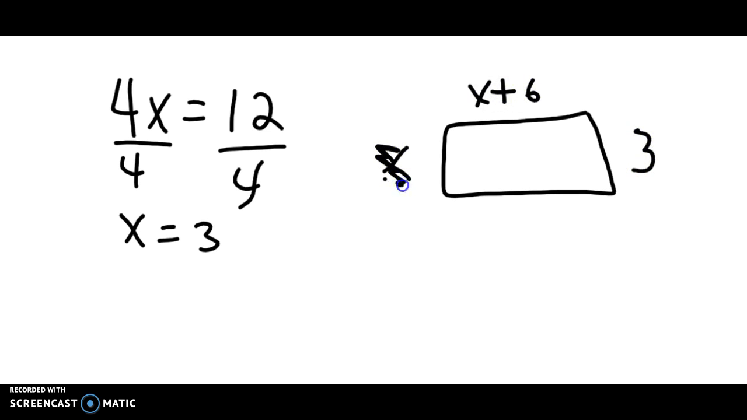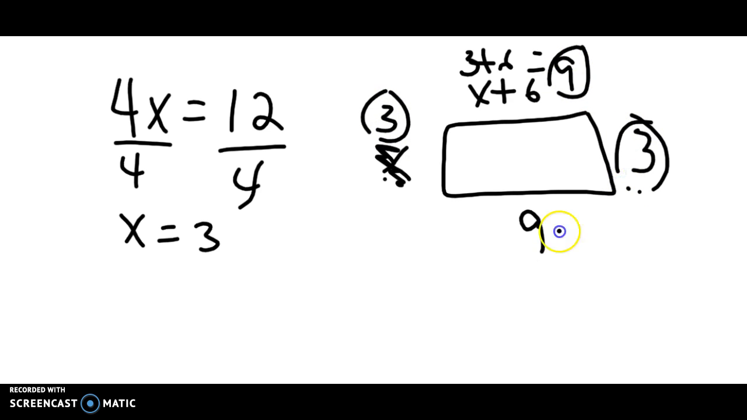This one has to be 3. And then I'm going to substitute the 3 in this right here. So this is 3 plus 6. That equals 9. So if that side equals 9, this side equals 9. So if you add your 3, your 9, your 3, and your 9, you're going to get 24. So I know it's correct because they said the perimeter when we're done is 24.